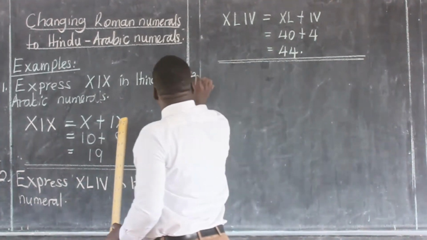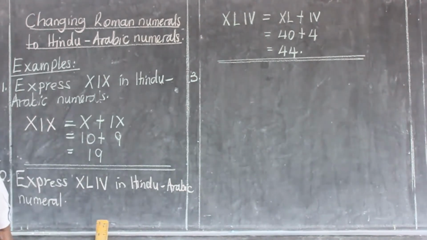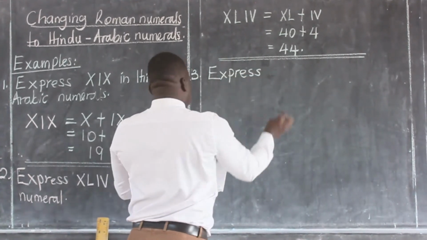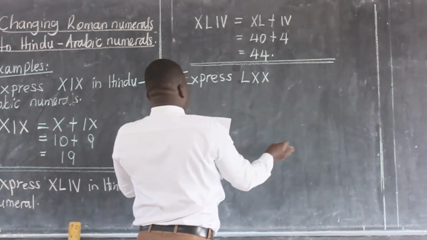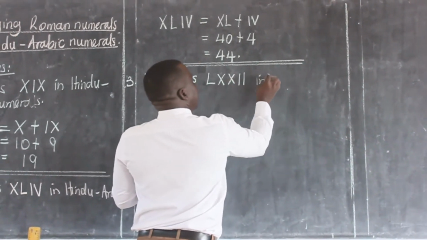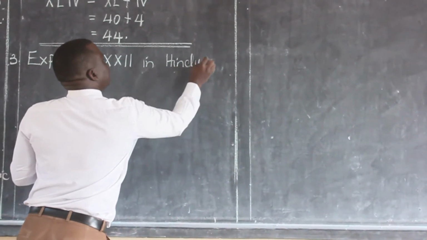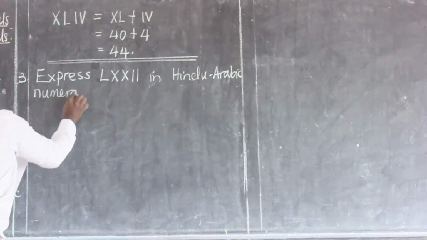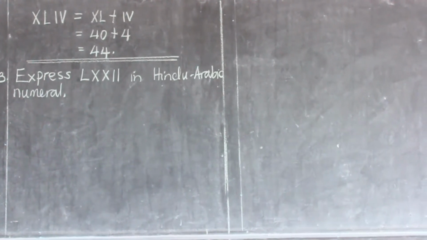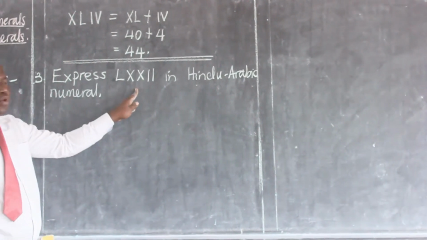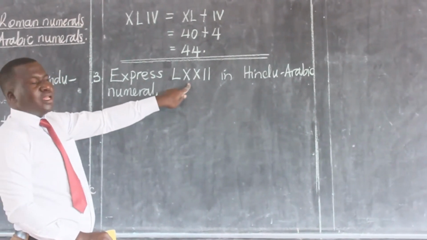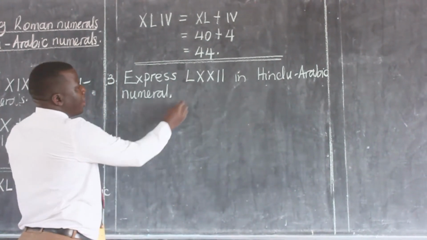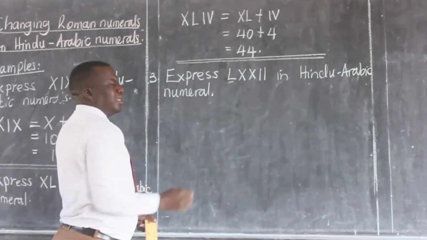Okay? In our example 3, it says express LXXII in Hindu-Arabic numerals. Okay? Now, I hope you are getting this very well. When you are faced with such a Roman numeral like this, if you consider taking one like 50 added to this, it might disturb you.